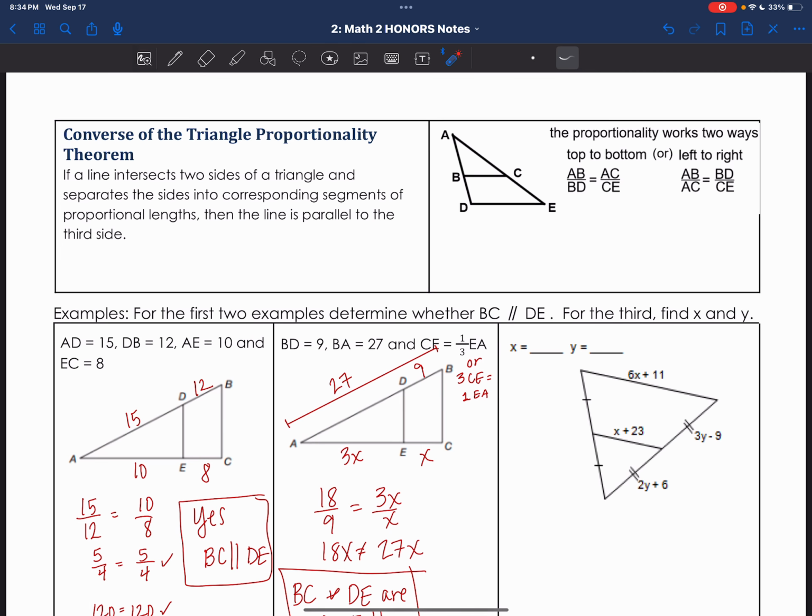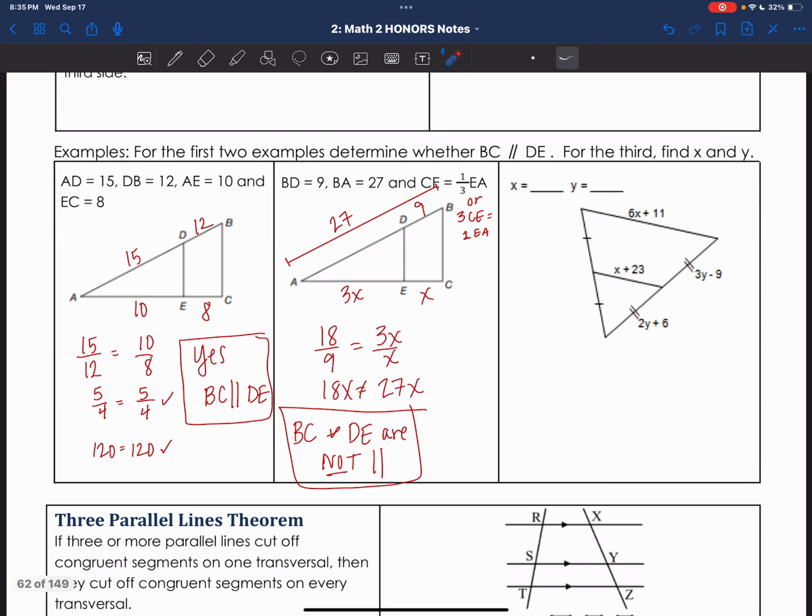All right, the converse of the triangle proportionality theorem says that if you have a proportion here and here, and it equals that, so your proportion is this over this, and it equals that over that, then that means these lines must be parallel. So you're basically just checking if the proportionality theorem works, then you know these lines are parallel.